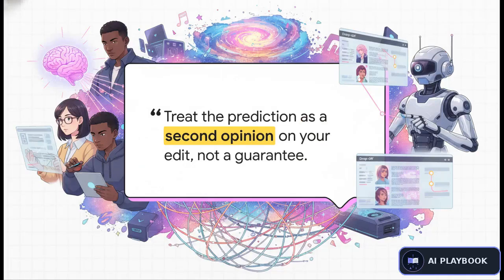I absolutely love this quote from the source material because it just perfectly summarizes the strategic role of predictive AI in modern workflows. "Treat the prediction as a strong second opinion on your edit, not a guarantee of the outcome." It's a safety net, guys. It is a highly analytical co-editor sitting next to you, pointing out where you are likely to lose people. But it does not and cannot replace the fundamentally unpredictable magic of what makes something truly take off.